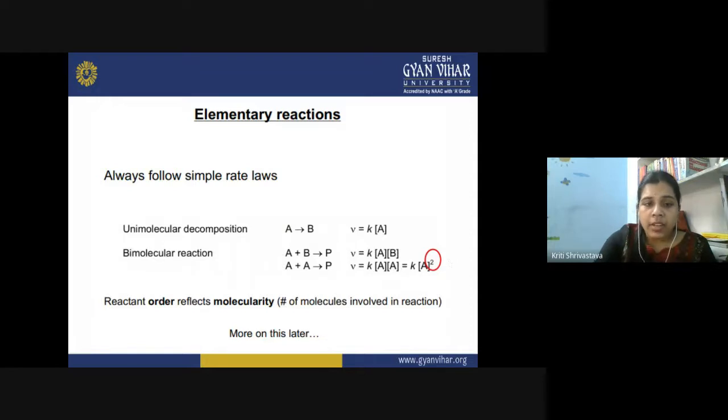Now the reaction order reflects the molecularity of the molecules involved in the reaction. But they are not always the same. You cannot say that molecularity is always equal to the order of the reaction. These are two different concepts, and we will discuss them in the same lecture in the coming slides.